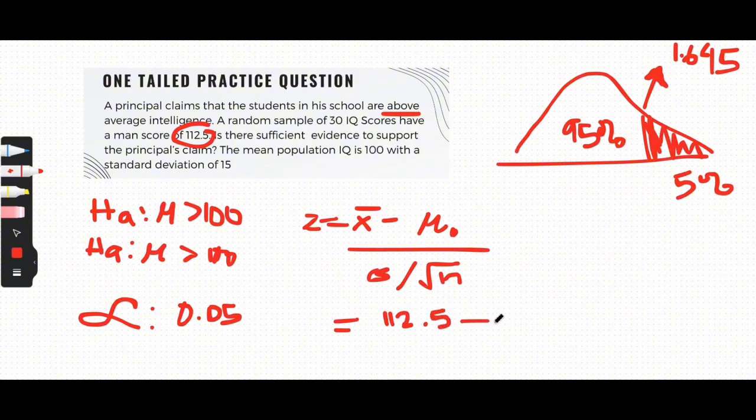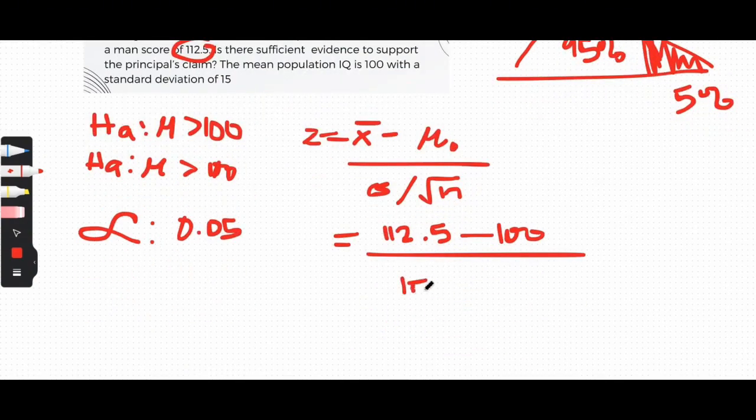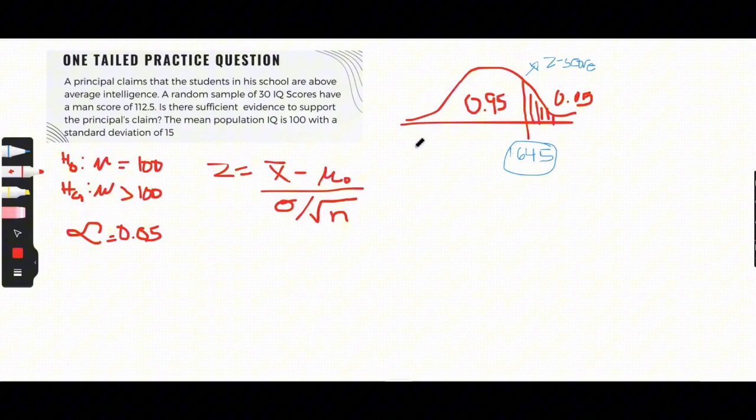112.5 minus our population mean, which is the 100, over sigma, our standard deviation, which is stated here at 15, and divided by the square root of 30. For our third step, which is substituting the other data here in our equation.